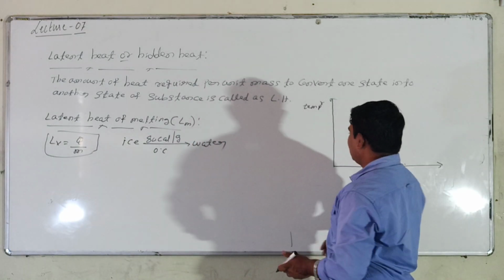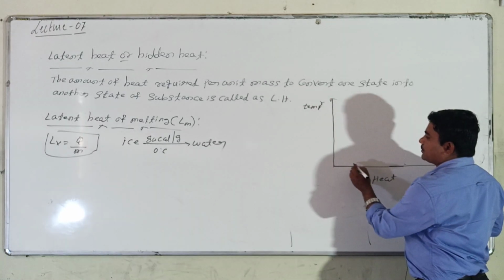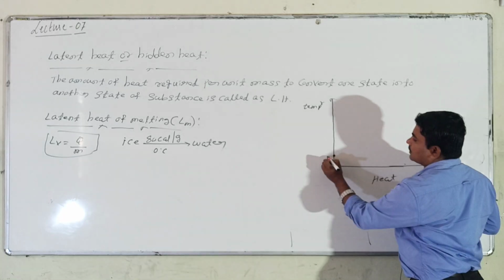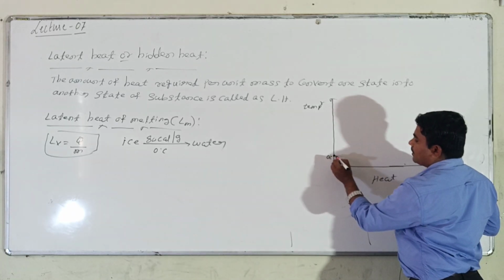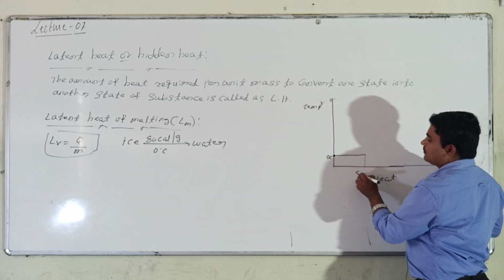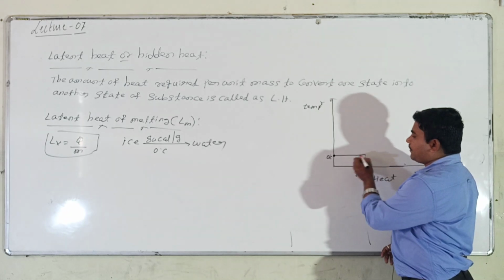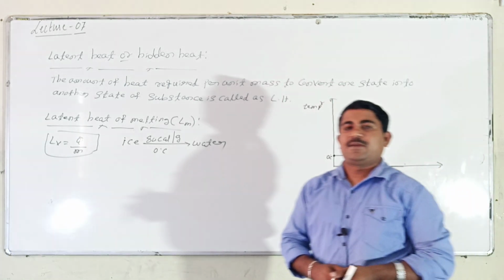I need 80 calories here, nothing but 80 calorie per gram. This is the 0 degree temperature. Here the amount of heat is 80 calorie. But here what is the temperature? Temperature is 0 degree Celsius.